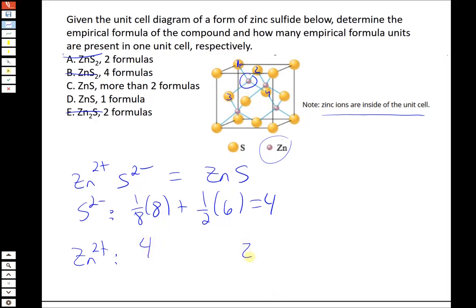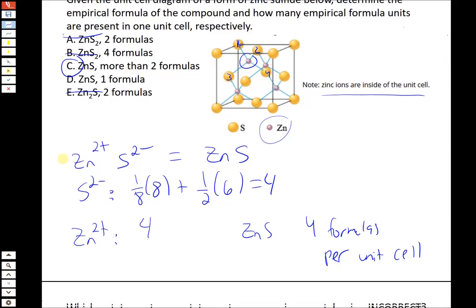So in this case, the formula is zinc sulfide. There's going to be 4 formulas per unit cell because there's 4 of each ion in the cell. And so the correct answer would be choice C, empirical formula is zinc sulfide, in this case more than 2, or more precisely 4 per unit cell.